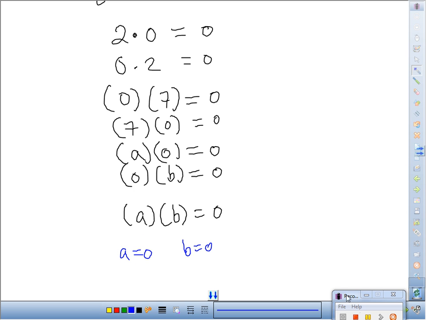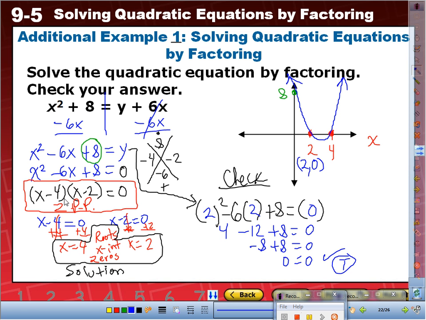Now let me go back to the problem that we had. Watch. This times this equals 0. Do you agree with that so far? Yeah, because we factored it. So this times this equals 0. So what it's saying is that this could be 0 or this could be 0. Is that correct? So that's why I wrote x minus 4 equal to 0 or x minus 2 equal to 0.